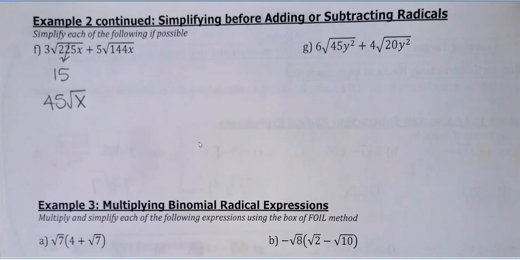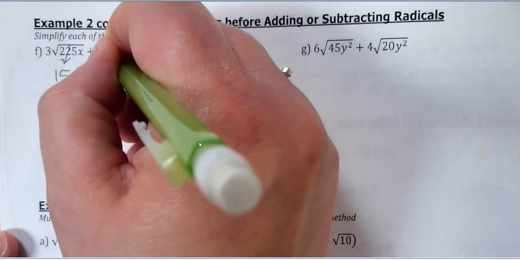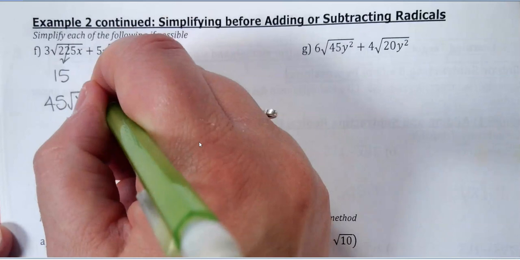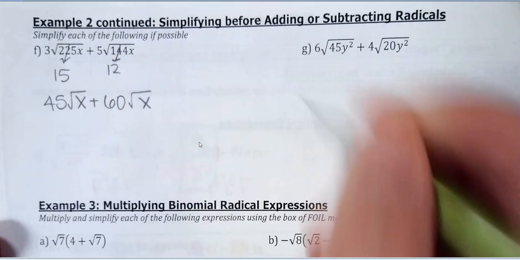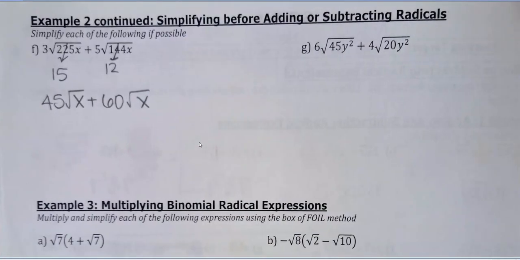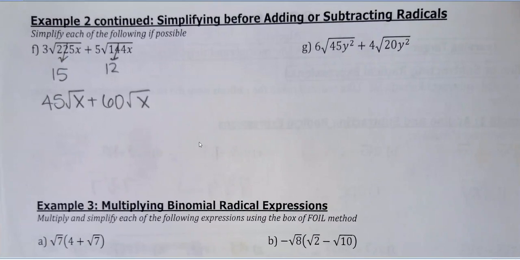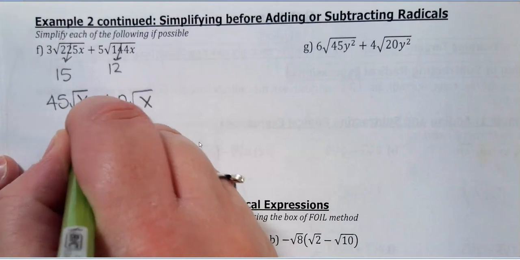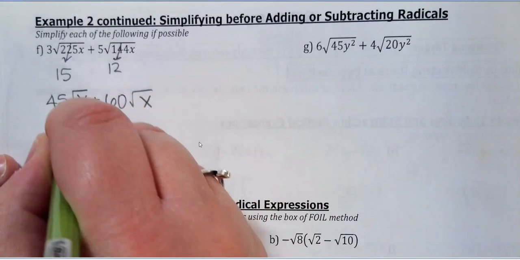And the term next to this is similar. Anybody know square root of 144? 12. All right, so if you've got a 5 out in front, when you pull out that 12, no number will be left underneath. 5 times 12 will give you 60. Okay, now both of these are times the square root of x, so they're like radicals. Just take the 45 and 60, add them up. Should get 105 times the square root of x.